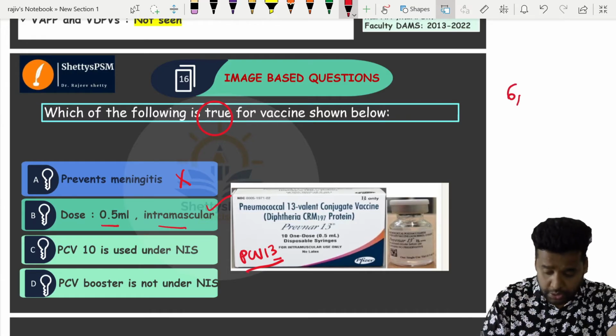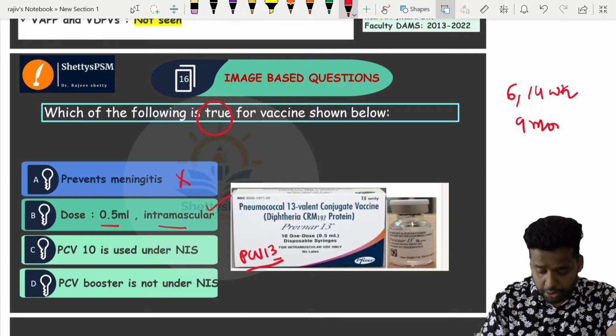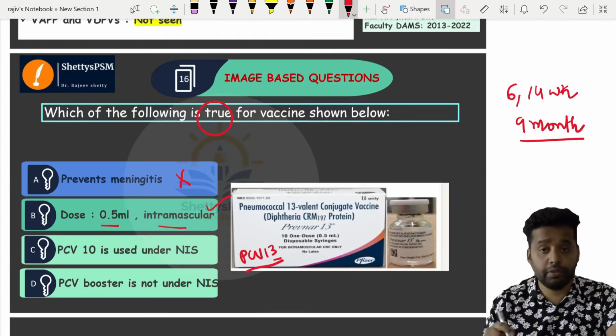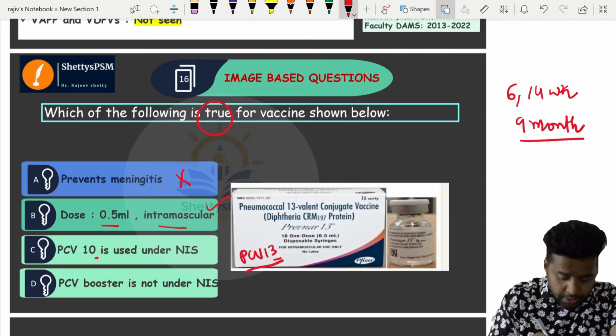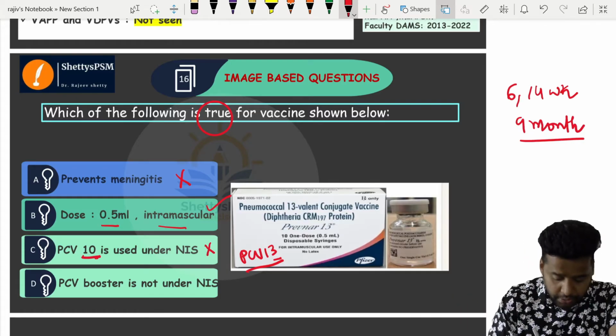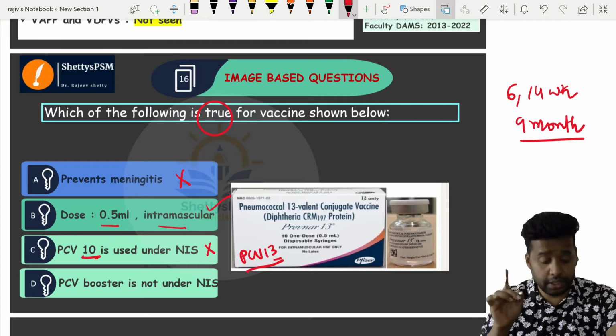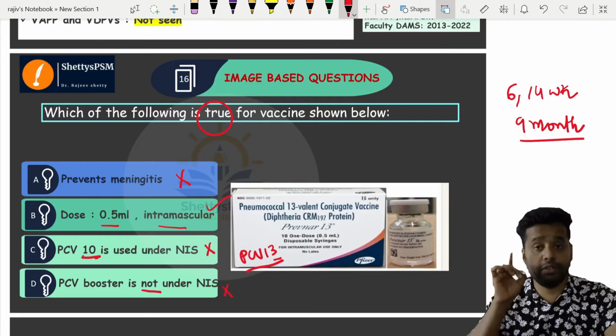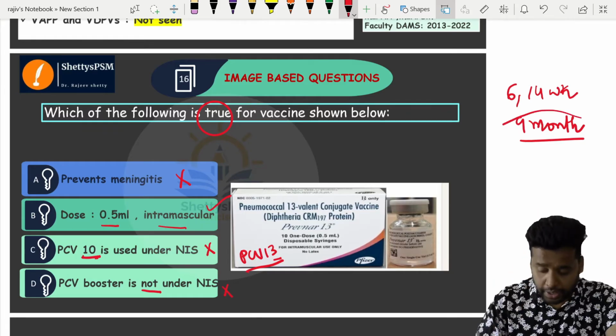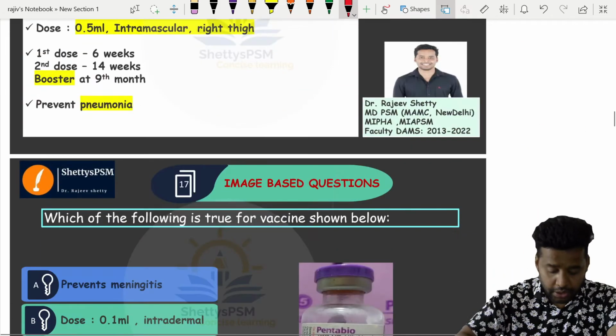So 2 doses at 6 and 14 weeks. Booster at 9th month. PCV 10 is used under NIS, no. As you can see in the image, it is PCV 13. PCV booster is not under NIS, no. There is PCV booster at what age? 9th month. Very good.